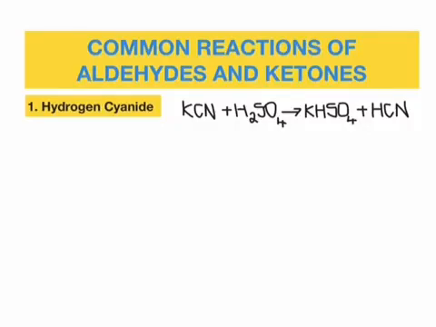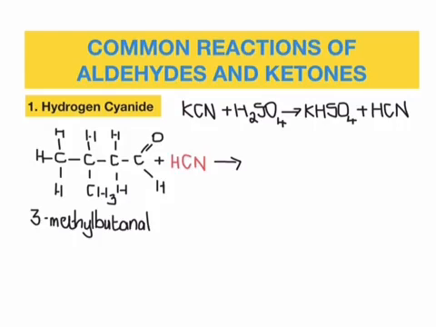Aldehydes and ketones undergo many common reactions because they contain the carbonyl group, the C=O group. The first of these reactions that we're going to consider or recap is the reaction with hydrogen cyanide. Now, hydrogen cyanide is a toxic gas, so any reaction with an aldehyde or a ketone is carried out by preparing HCN in situ. It's prepared in situ by reacting potassium cyanide with dilute sulfuric acid between 10 and 20 degrees centigrade.